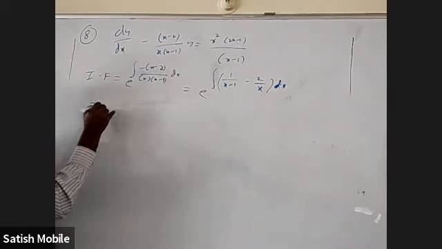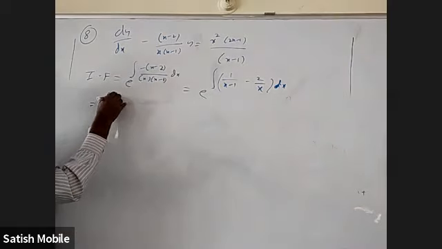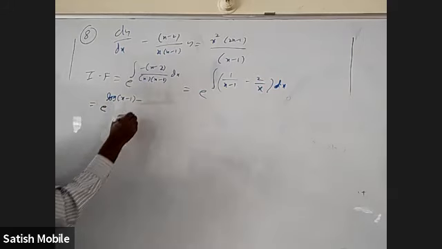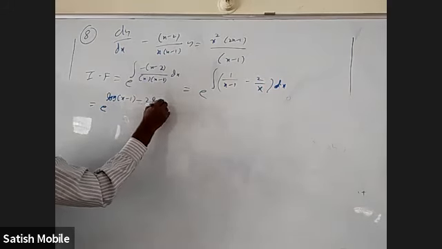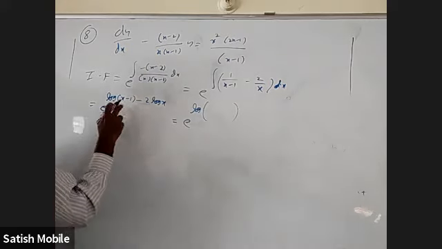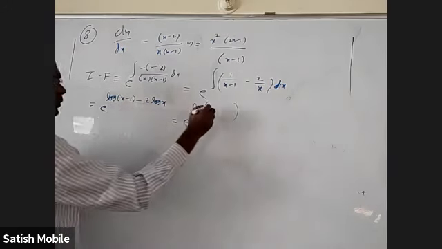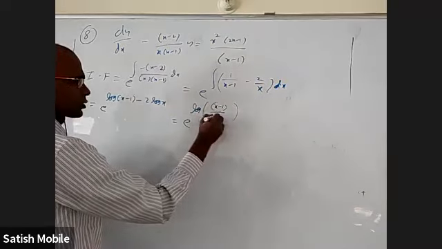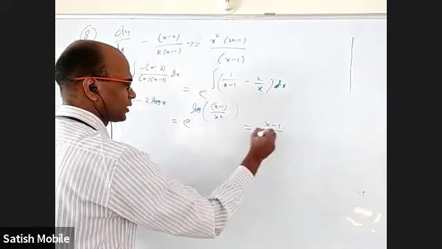Okay, so which is e power, 1 by x minus 1 integral is log of x minus 1. 2 by x integral is 2 log x. E power log of, I can bring the square here and write x minus 1 by x square, so which is this: x minus 1 by x square.